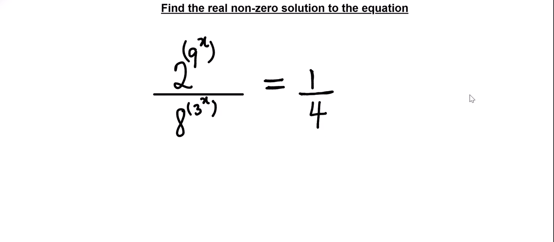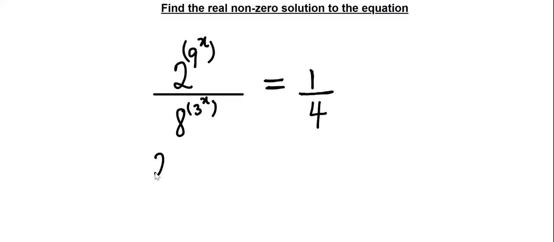Find a real non-zero solution to the given equation. In this equation, we have 2 to the power of 9^x divided by 8 to the power of 3^x equals 1 over 4. So we are interested in getting the non-zero solution for x. Now let's break this down.